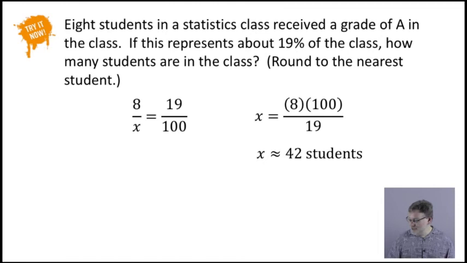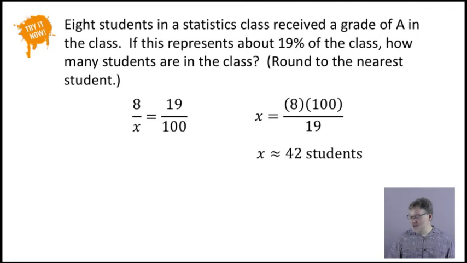Let's solve this through cross multiplication once again, and what we can get is 42 students rounded off to the nearest student. By the way, that curly equal sign that you can see off to the side there, that's how we say approximately equal to in mathematics.